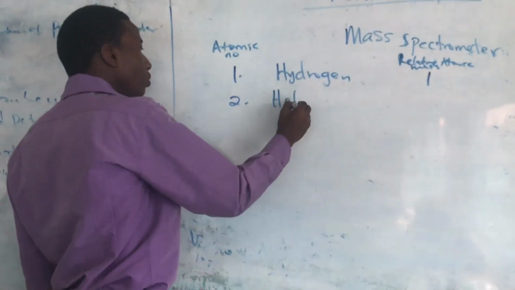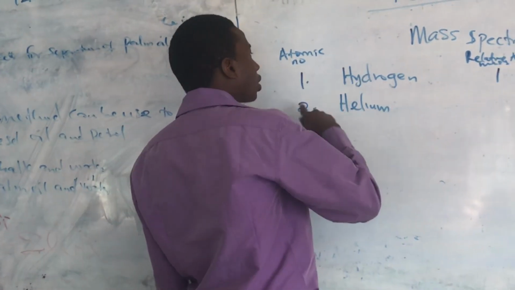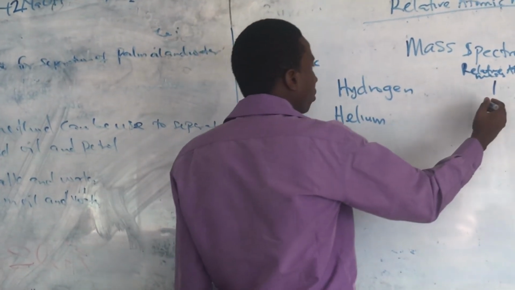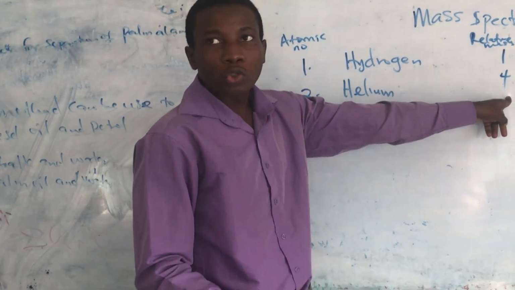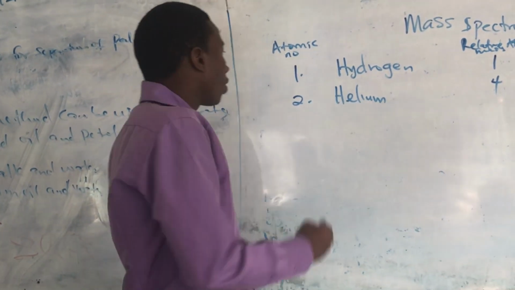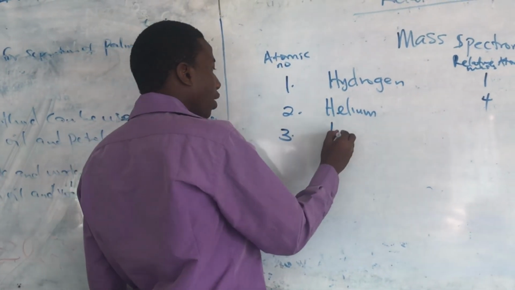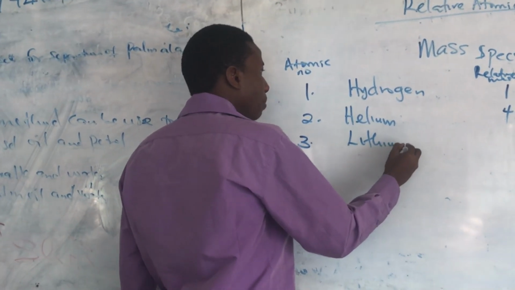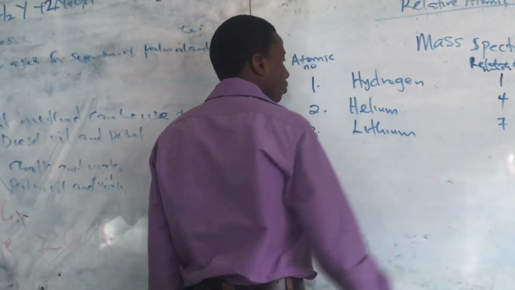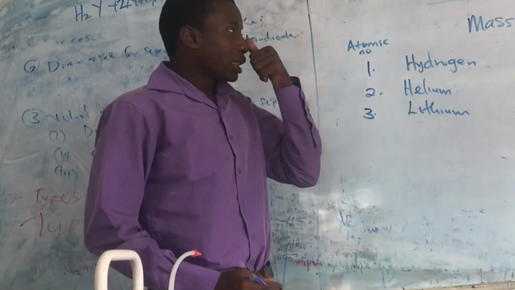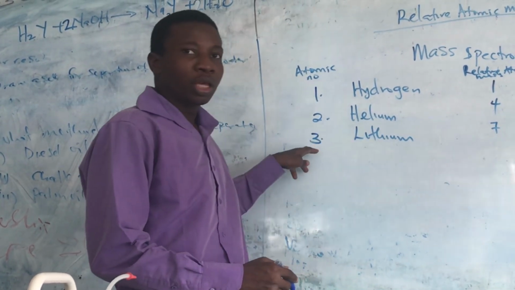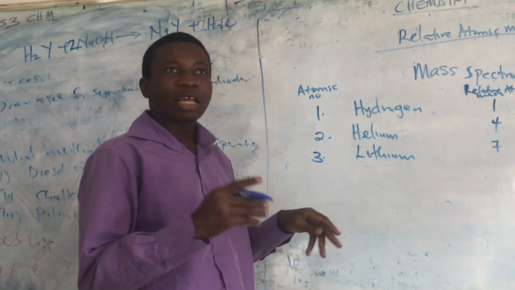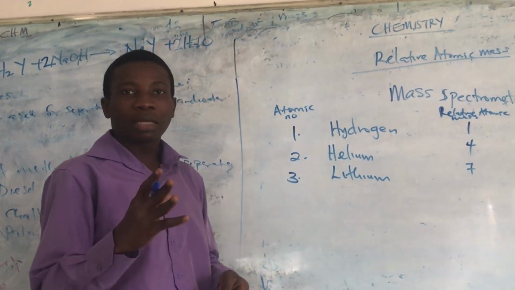Helium. The atomic number is 2. The relative atomic mass is 4. You can see times 2 for helium, but not for all elements. For example, number 3, lithium. The mass number is 7. You can see we have 3 and 7. It's not times 2 here. So that means that, as I told you, for some elements it's not times 2.